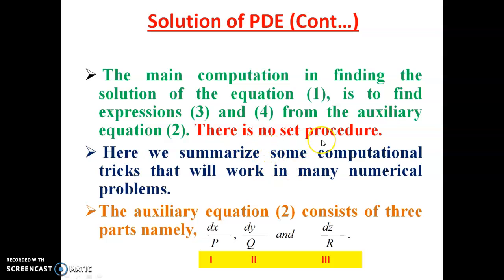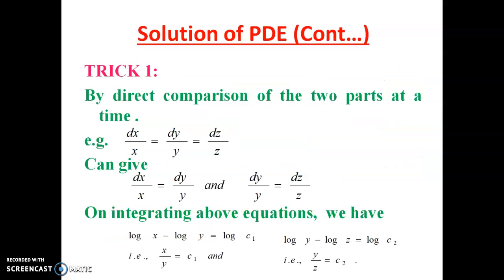In fact, there is no set procedure here. Therefore, here we give some computational tricks or calculation tricks that will work in many numerical problems. So the auxiliary equation 2 consists of three parts: dx by P, dy by Q and dz by R. These three parts play the main important role in finding the solution of this type of partial differential equation.